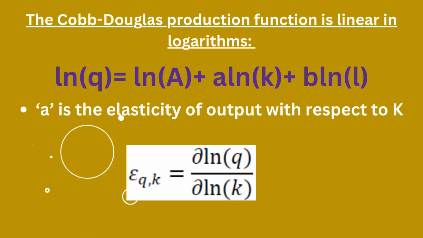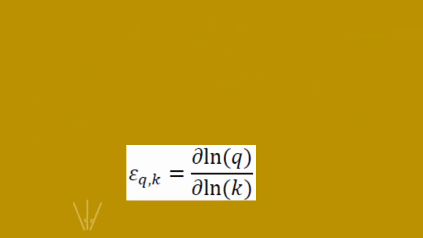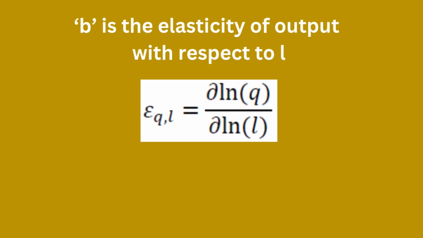The Cobb-Douglas production function is a simple linear function in logarithms, and in this logarithm we can see that ln Q is a function of ln A and a ln K, and small a is the elasticity of output with respect to K, which is the partial derivative of Q with respect to K. After that we can see b, which represents the elasticity of labor, and this is the proportion: the partial derivative of ln Q with respect to ln L.